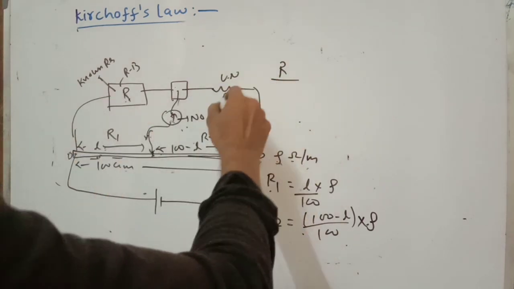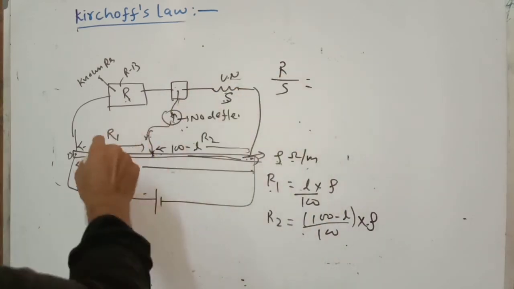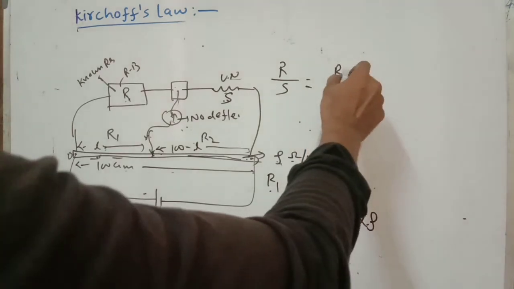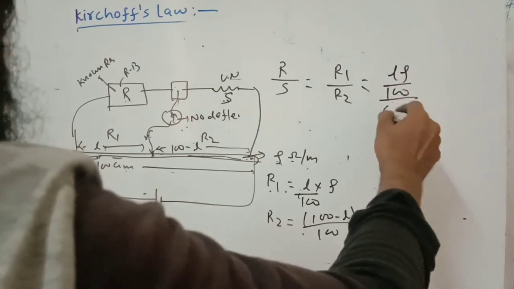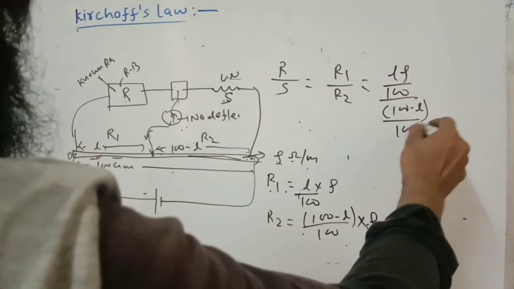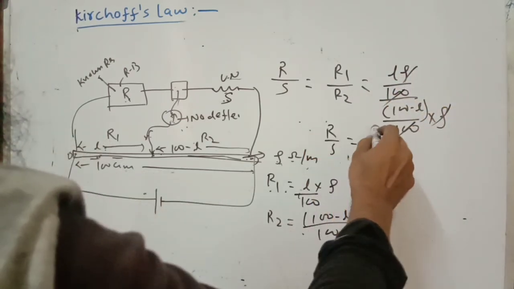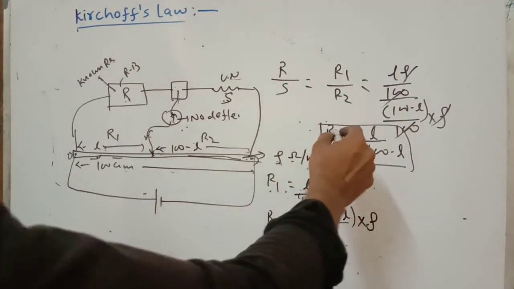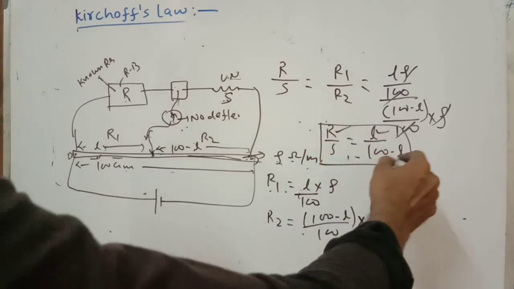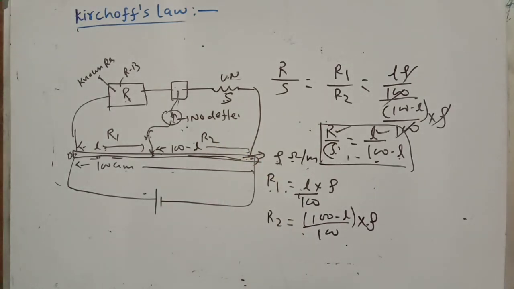let this be the unknown resistance S. So R by S is equal to R1 by R2. R1 by R2 is L rho by 100 over (100 minus L) by 100 into rho. Rho cancels, 100 cancels. So R by S is L by (100 minus L). Here R is known, L is known, 100 minus L is known. So with the help of the balanced Wheatstone bridge, we can find the unknown resistance.